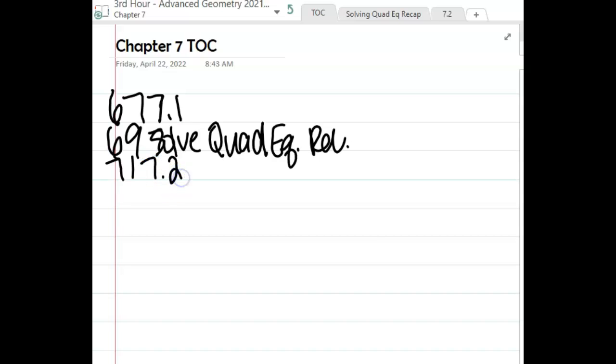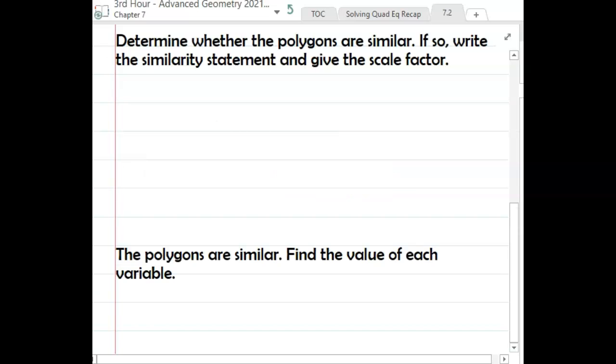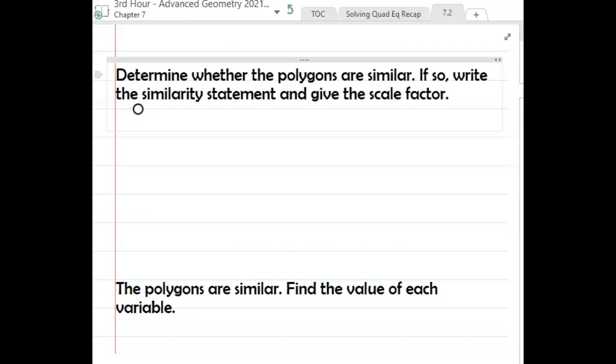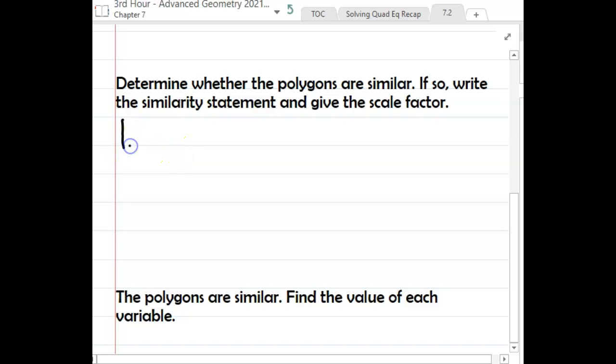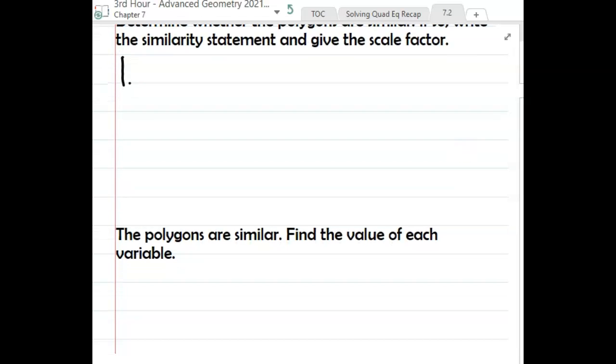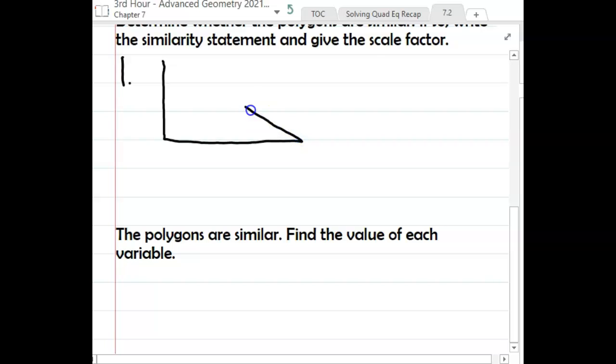Okay, this should be glued into page 71. This is section 7.2, similar polygons. All right, so we're just going to do a few examples here. We want to determine whether the polygons are similar, and if they are, we will write the similarity statement and give the scale factor. So number 1.